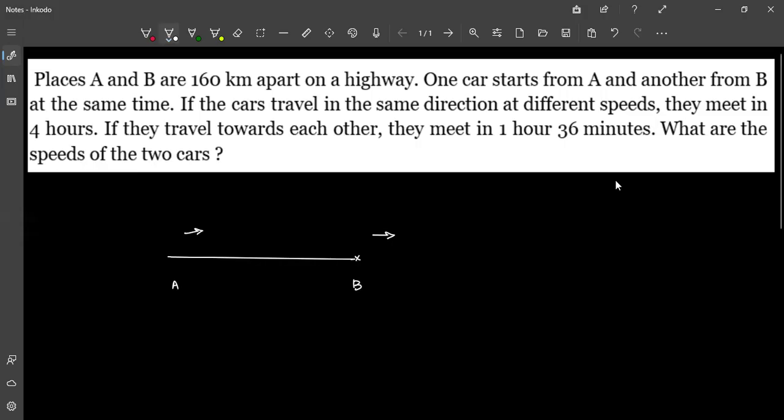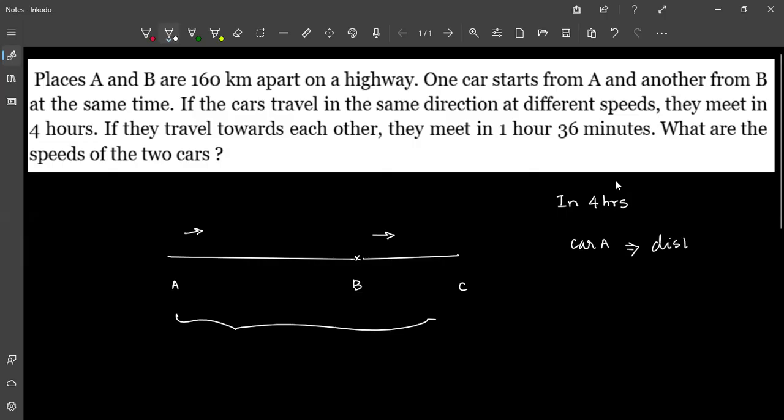So which means this car from point B has traveled a particular distance, and A has traveled the whole of this distance in 4 hours. So I'm going to write it this way. In 4 hours, the cars from point A and point B meet, which means in 4 hours, the car at point A has traveled a distance of AC, and the car from point B has traveled a distance of just BC.